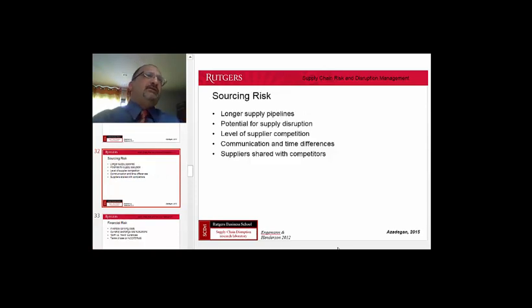Let's also talk about sourcing risk. This goes back to supply chain strategies, and we're going to discuss these in more detail. Some of these in reverse can be a good strategy in terms of resilience and mitigation of issues, but the longer the supply pipelines, the more possibilities of things going wrong, and so that sourcing strategy can become quite risky, and the potential for supply disruptions is there. We're going to talk about supply risk in a couple of slides later.